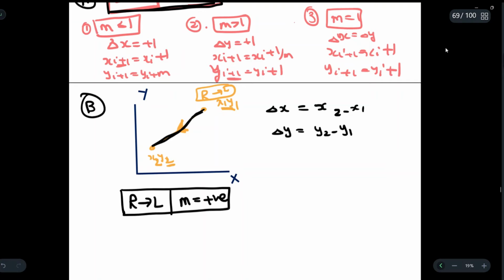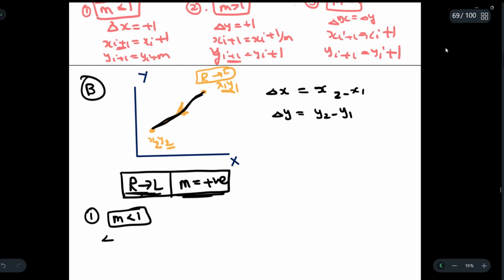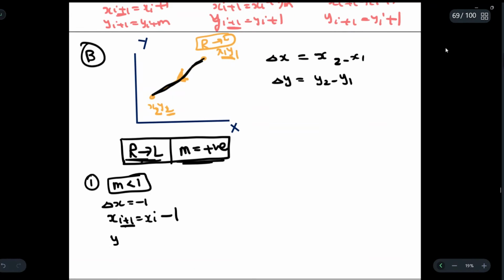Now when m is positive, let us consider case 1, when m is less than 1 and positive, and we are moving from right to left. Over here we will take the value of del x equal to minus 1, and on doing so you will get the next x coordinate as x(i+1) = xi minus 1. Remember that this is the subscript. And over here you will get the next y coordinate as y(i+1) = yi minus m.